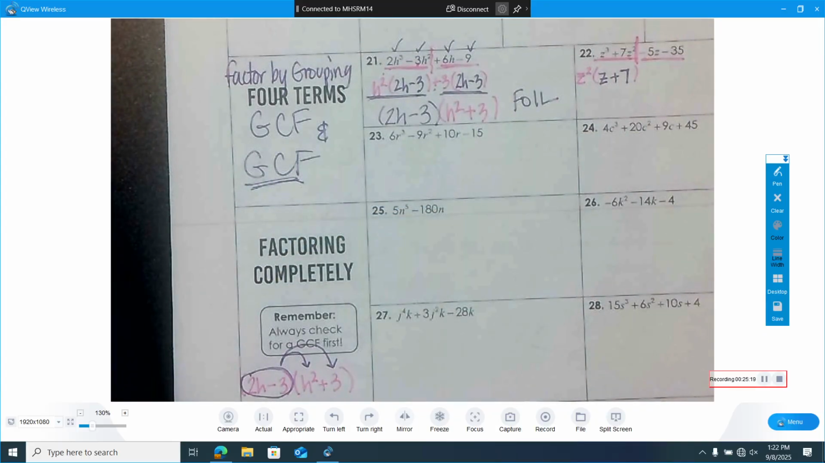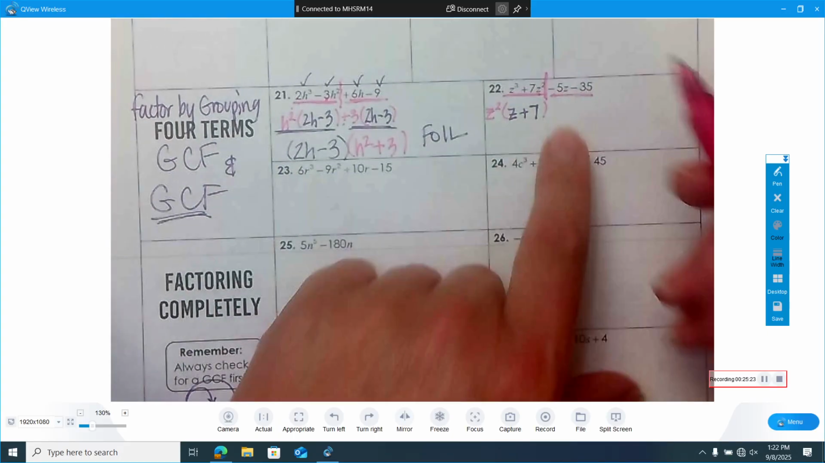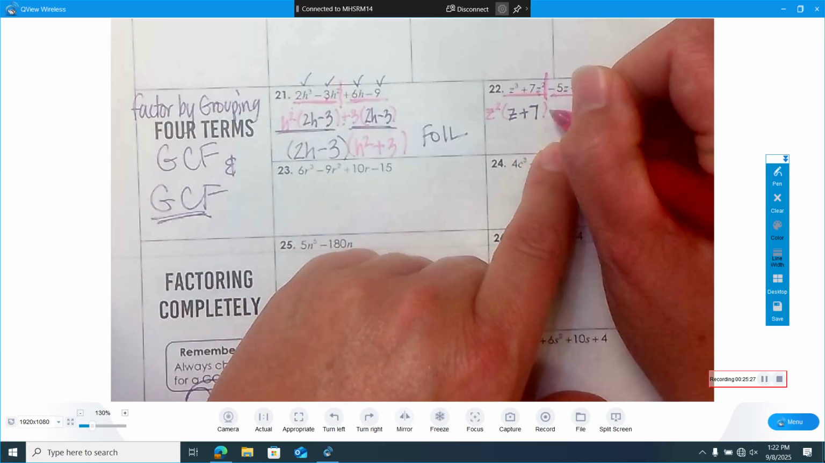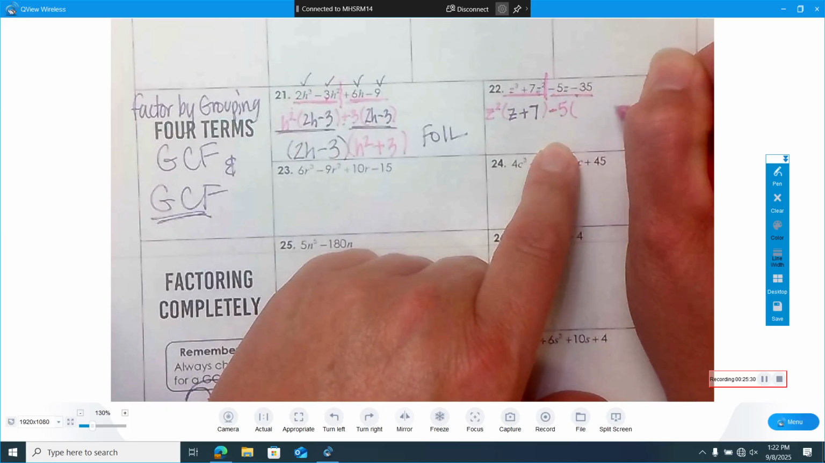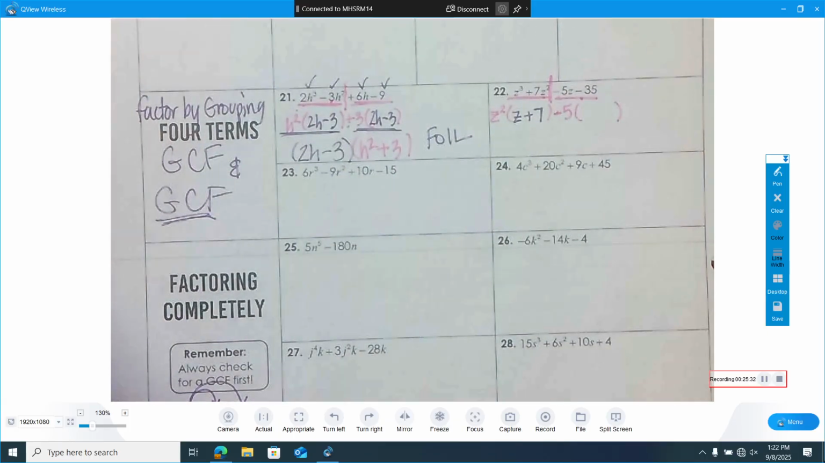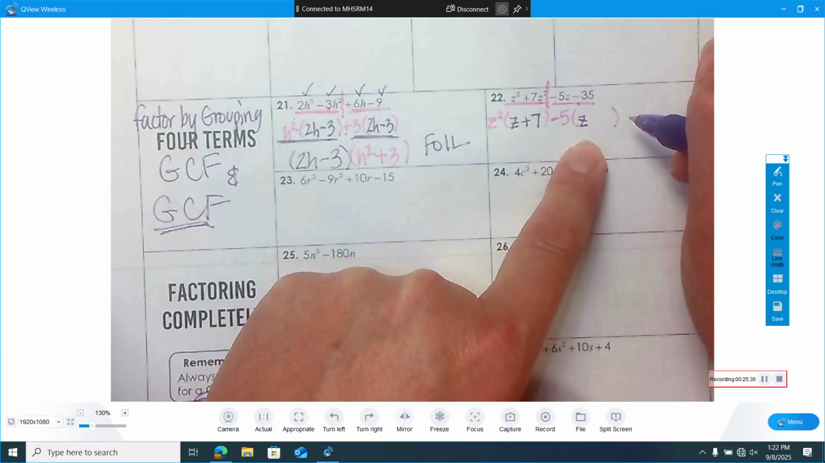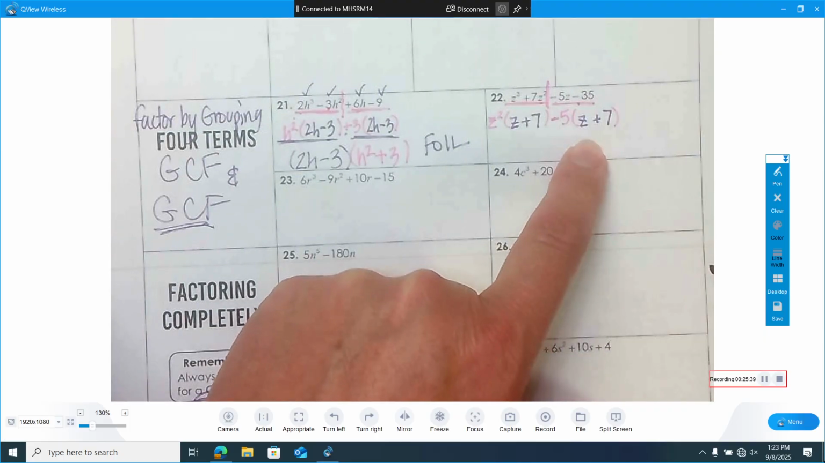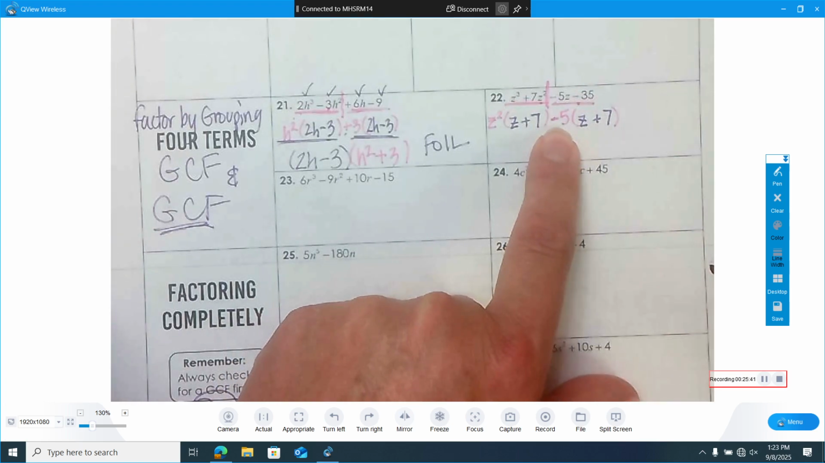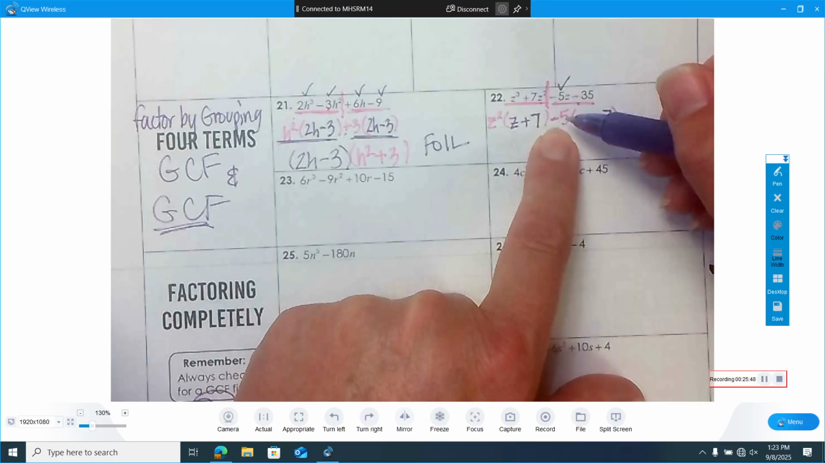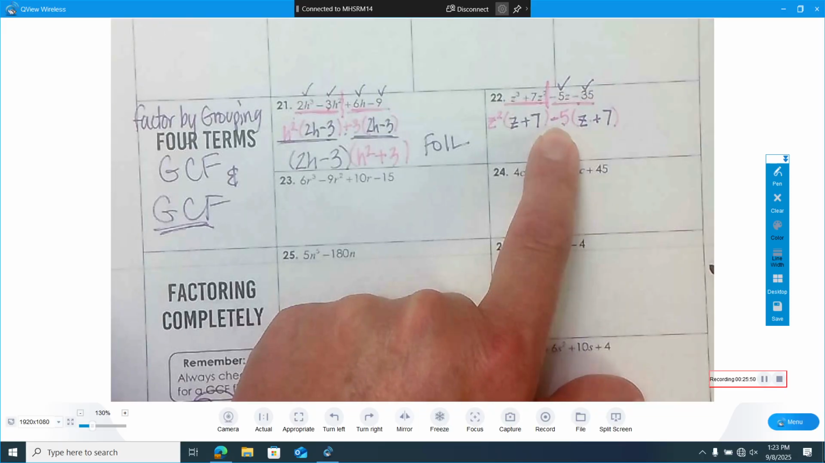Now we look at the last two terms, trickier here. What do they have in common, almost? Negative 5. They both have a negative. So I take out a negative 5 from both terms. What's left behind? Z plus 7. And again, you've got to check it by distributing. Negative 5 times Z is negative 5Z. And negative 5 times 7 is negative 35.